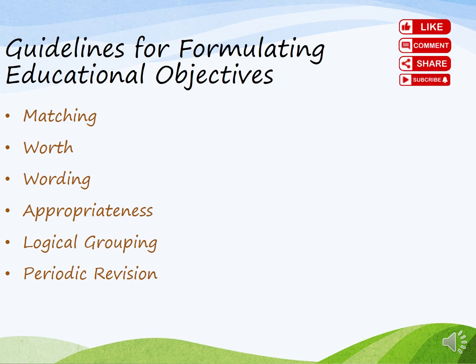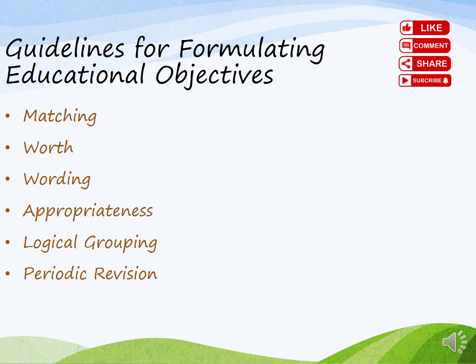Now, the guidelines for formulating educational objectives. The first one is matching: ensure the objective matches the learning outcome and assessment method. The second is worth: the objective should be worthwhile, meaningful, and relevant to the learner. The third one is wording: use clear, concise, and specific language when wording the objective.